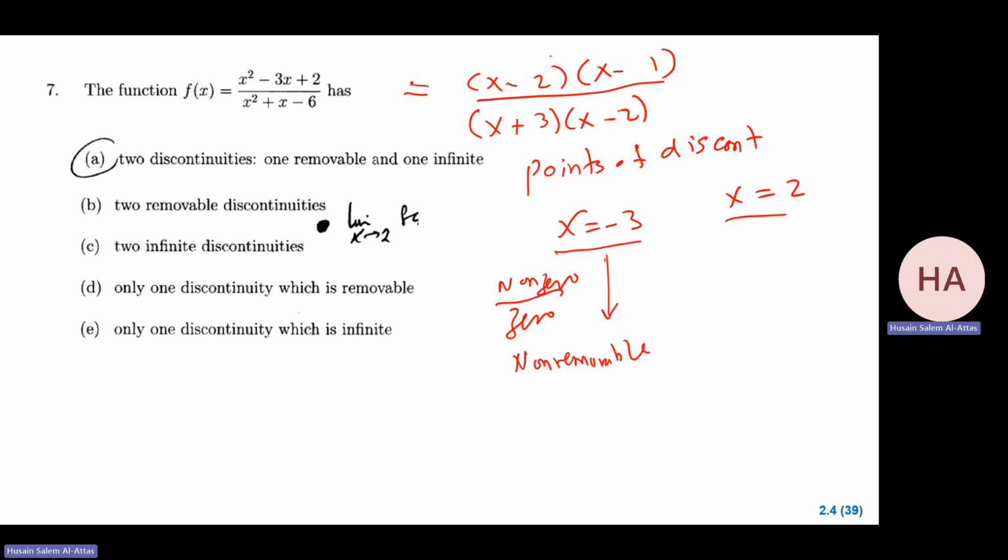At x equal 2, these two cancelled, so I'm getting a number. So the limit exists. So we say it's what? Removable discontinuity. Okay.